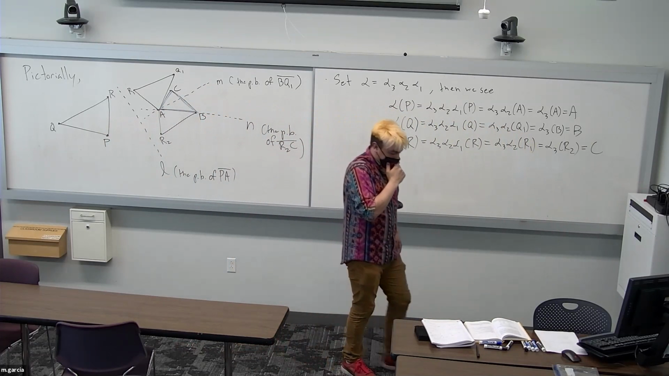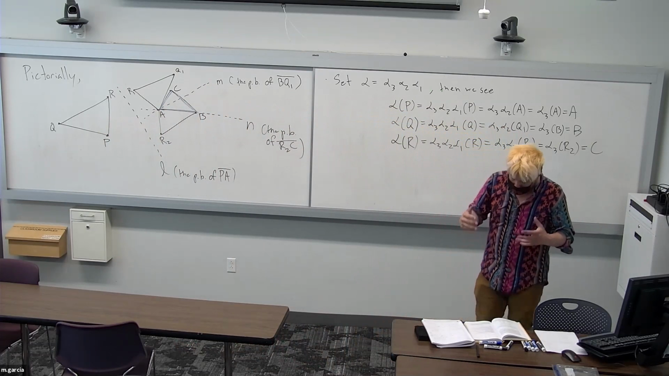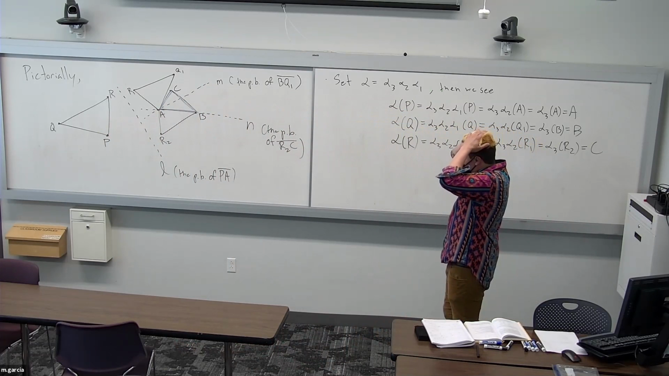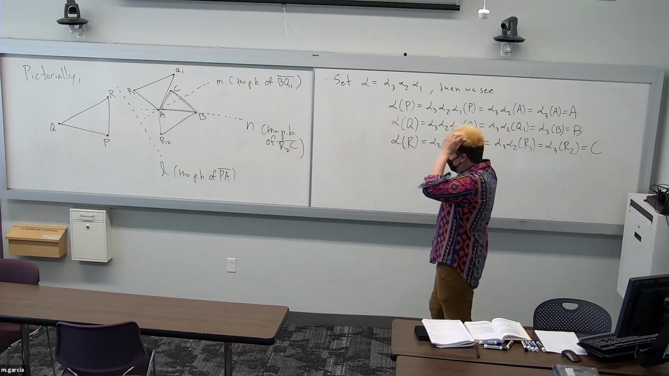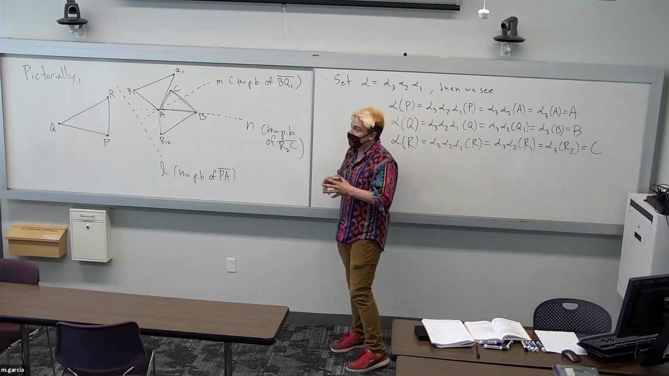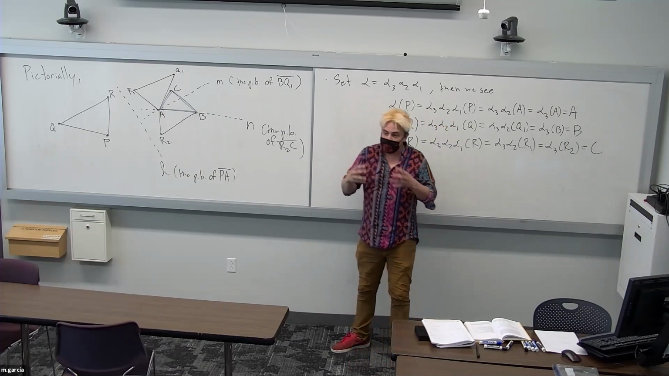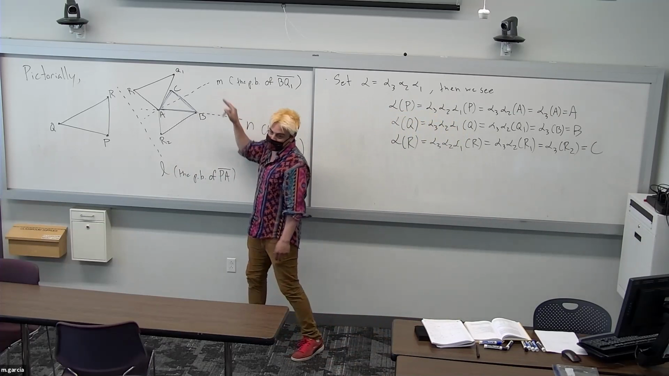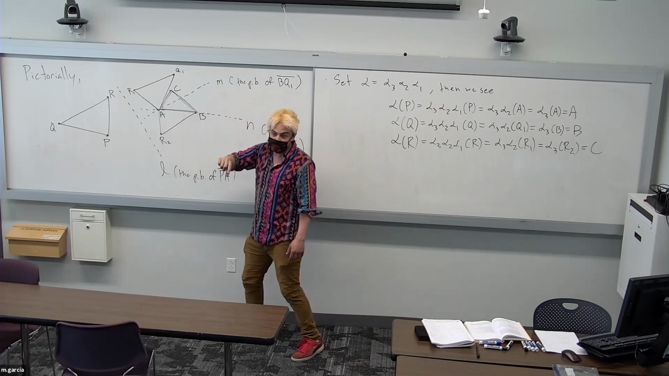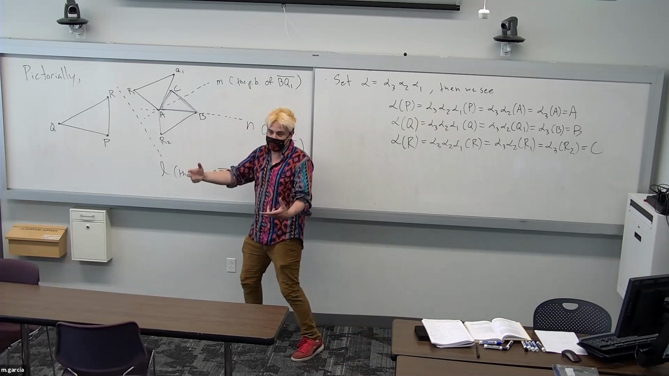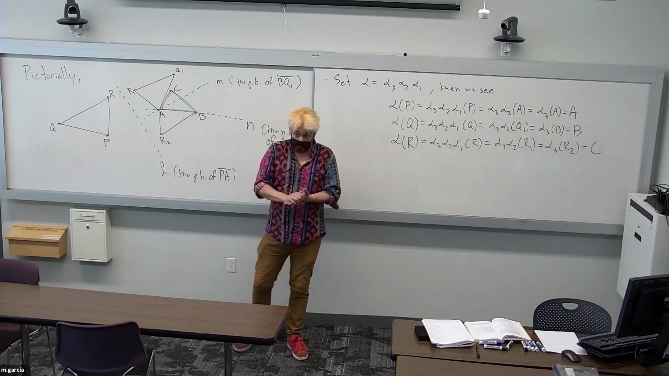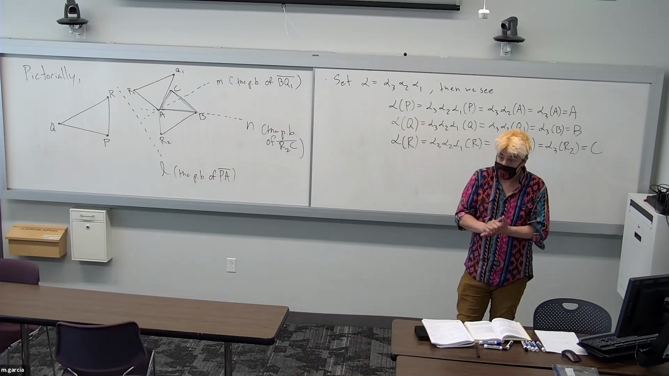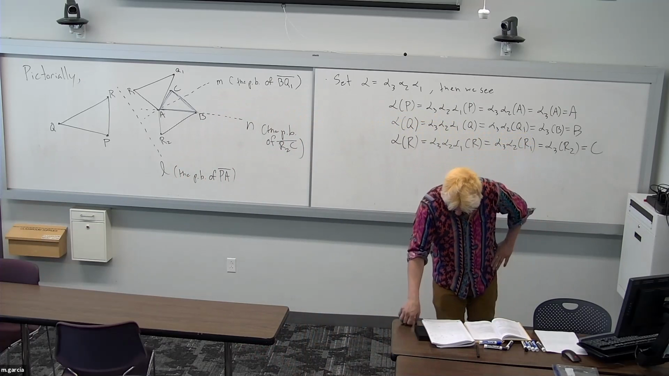Okay, so the takeaway is, once we know the image of 3 non-collinear points of an isometry, we can construct all these perpendicular bisectors. And those are the reflections that comprise our isometry. Okay?